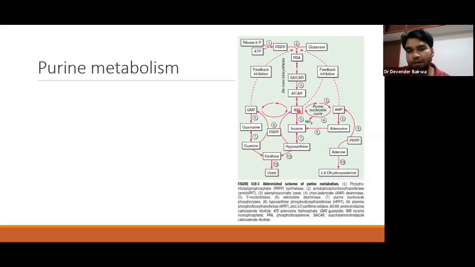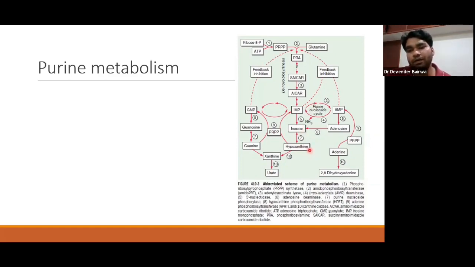Then we have this, the part of the salvage pathway. If you see, what is happening? This enzyme number 8 is actually the HPRT enzyme, hypoxanthine phosphoribosyltransferase. This enzyme is involved in the salvage pathway. So once hypoxanthine is formed, there is still a chance that it can be recovered.